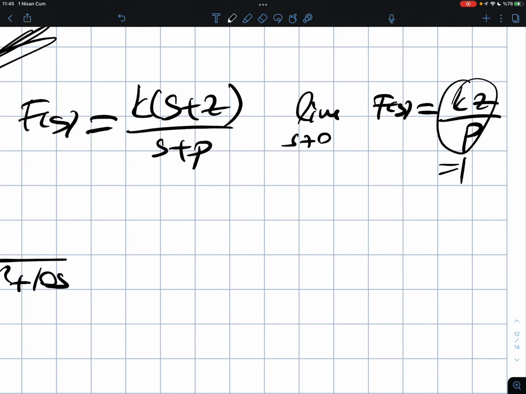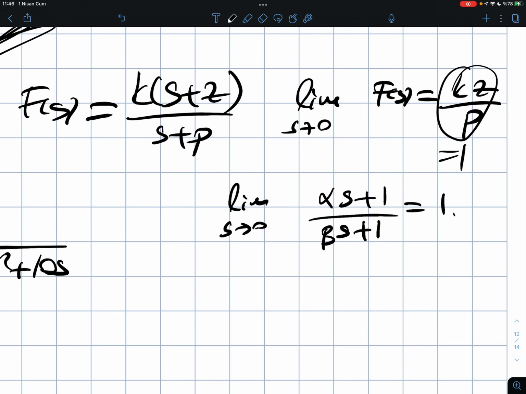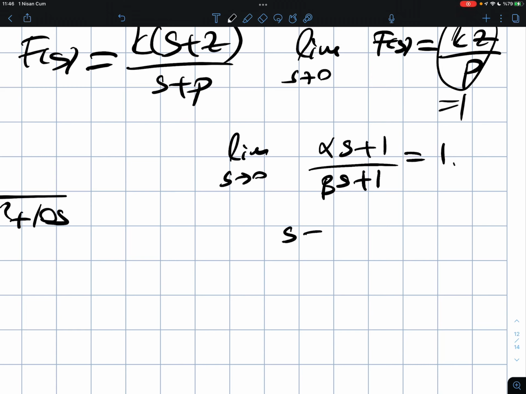So of course, looking at this, you might want to have gain 1. And if you want to do that, instead of having k times (s plus z) divided by (s plus p), what you can do is you can just use (alpha s plus 1) divided by (beta s plus 1). Now, if you plug in limit s tends to 0 into this one, we'll see that we end up in 1. So this might be helpful. And if you're asking yourself, where are the zeros and poles? Well, at minus 1 divided by alpha, we have a zero. And at minus 1 divided by beta, we have a pole.